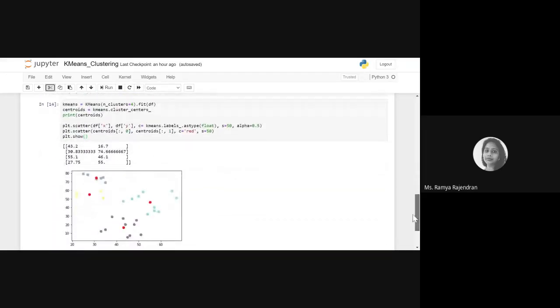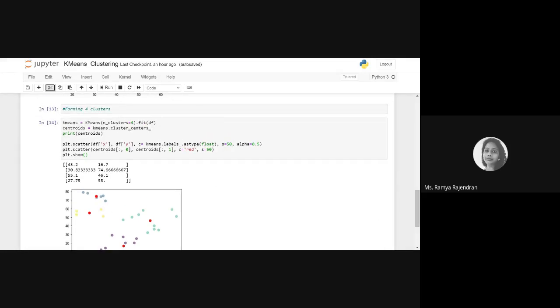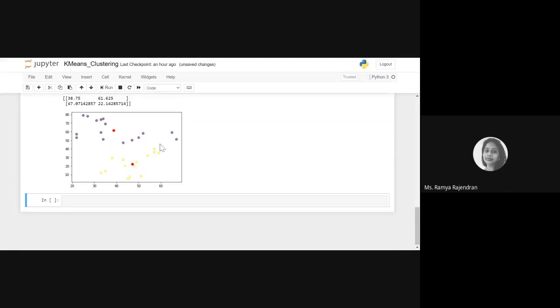Here I mentioned I want only 3 clusters. So what if I have 4 clusters? Here I have 4 clusters, 1, 2, 3, 4. I think the third cluster there is split into 2 different clusters. If you want, you can try to form 6 clusters or 2 clusters. I'll try 2 clusters. This is how the 2 clusters look.